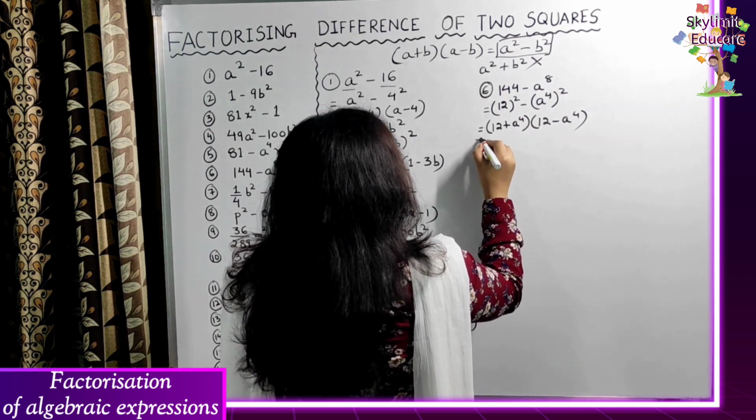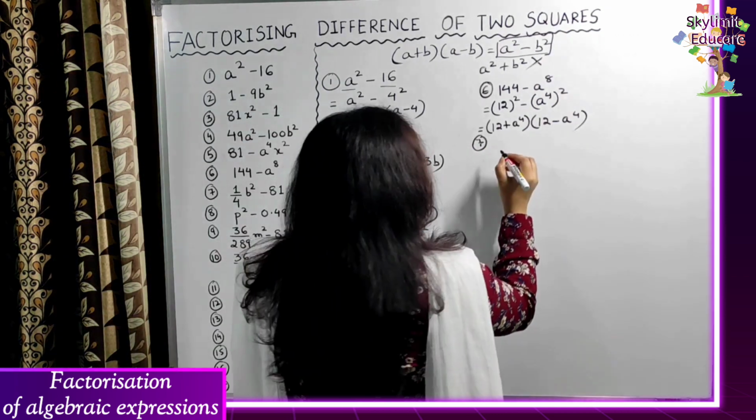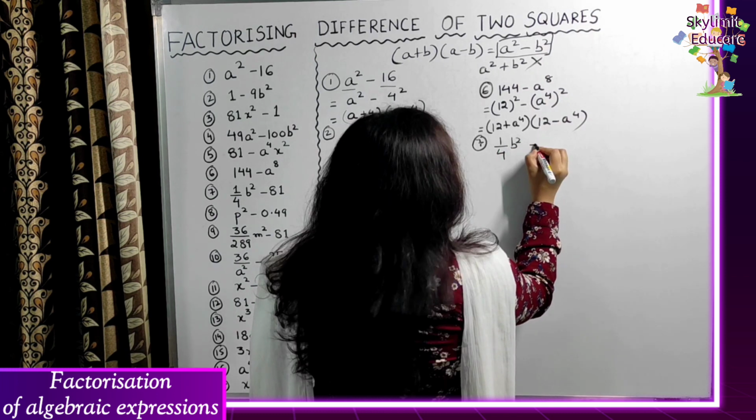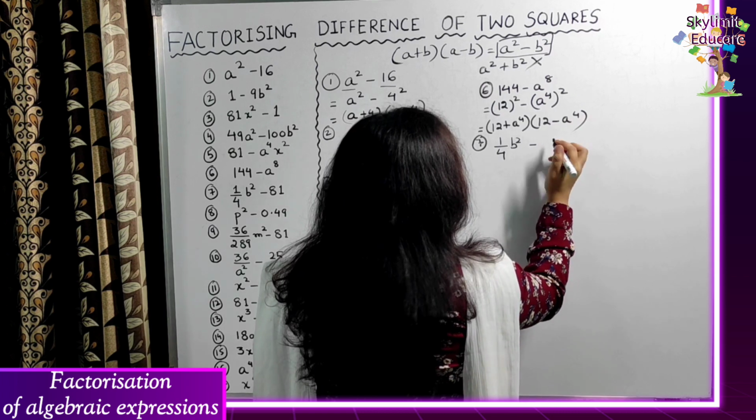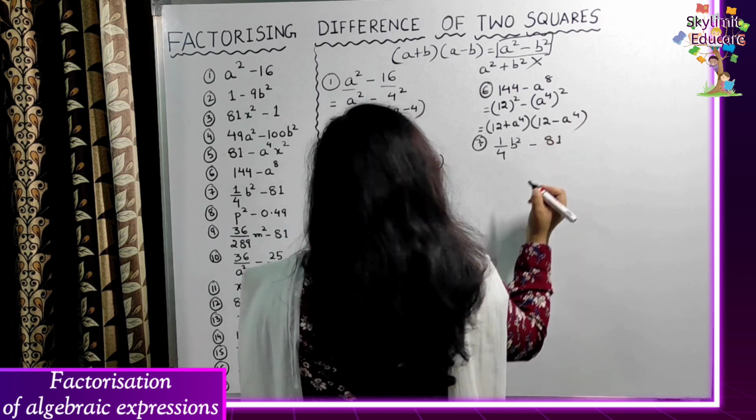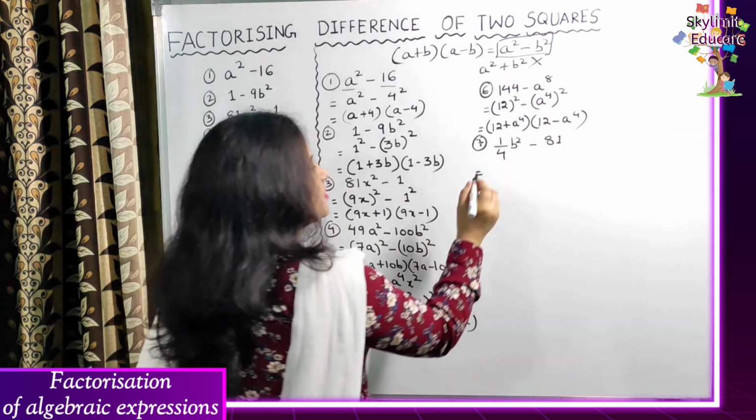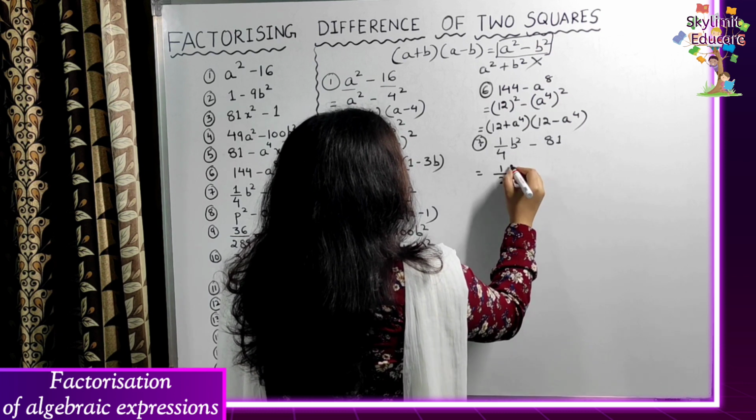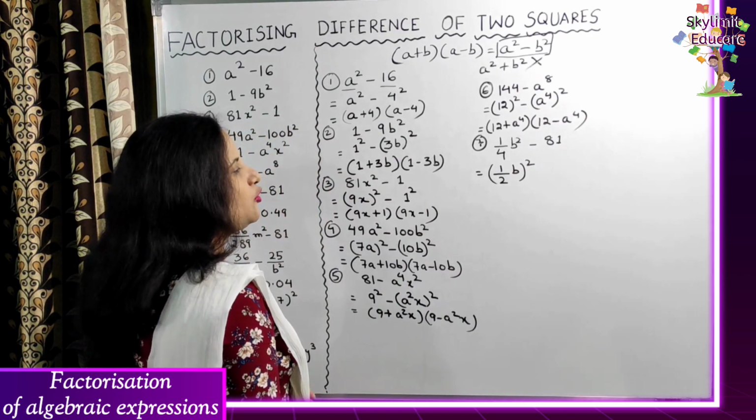Now question number 7: 1 by 4 b square minus 81. Clear? So now 1 by 4, the square root of 1 is 1. The square root of 4 is 2. What is the square root of b square? It's b. So 1 by 2 b square. Yes or no? 1 by 2 b square.